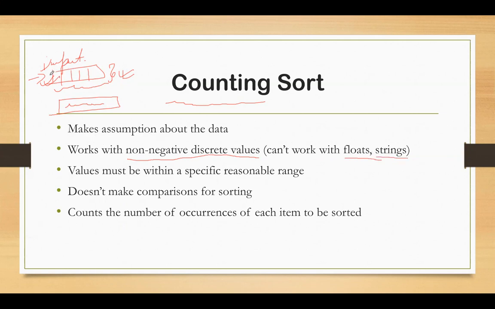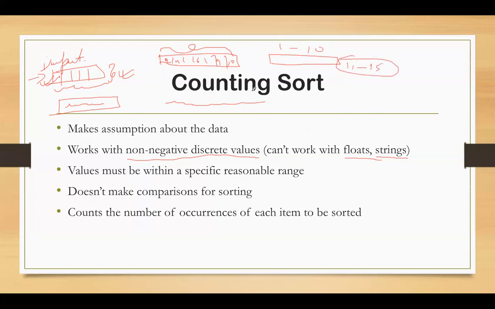Whatever input array you have been given to sort, suppose 2, 4, 9, 10, 6, whatever numbers are there in the array, they should be in a reasonable range. It should have a starting number and an end number, and the difference between the minimum number in the array and the maximum number in the array should be in a reasonable range. Range means 1 to 10, 11 to 15, like this.